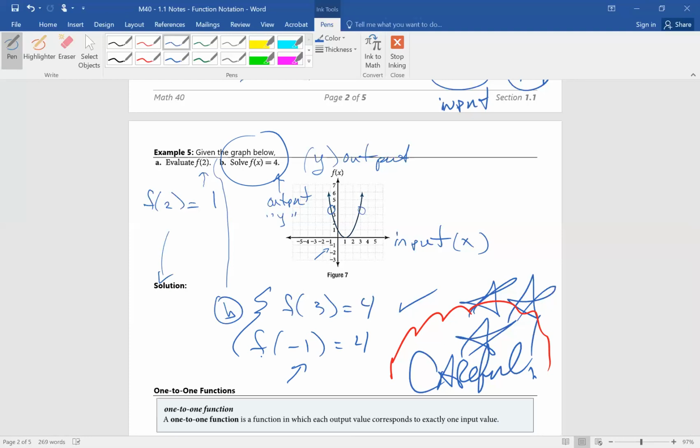Sometimes you might have a couple answers depending on how the question is phrased. So if I were to summarize example 5 there, for an input of 2, the output was 1. That was over here, part A. And for part B, there are 2 different inputs that yield an output of 4. So I have an output there and an output there. However, I still pass, if you remember that vertical line test, that parabola there is a function because for every input, there's only one output.